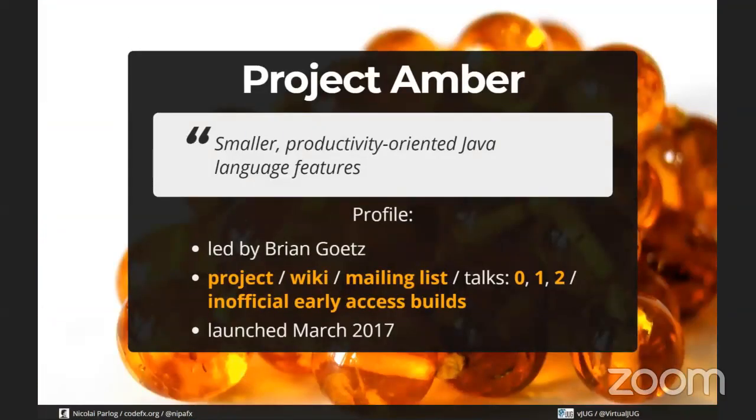Let's start with Project Amber. It has smaller productivity-oriented Java language features as a goal. It's led by Brian Goetz, just like Lambda expressions, or Project Lambda, was. Once again, tons of links. Already great talks out there. There are unofficial early access builds that you can try. Once again, I invite you to try this out. Hit the links, read up a little bit on it. There's tons of information there.